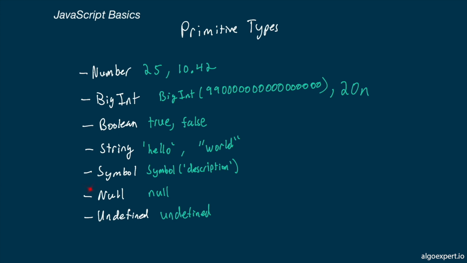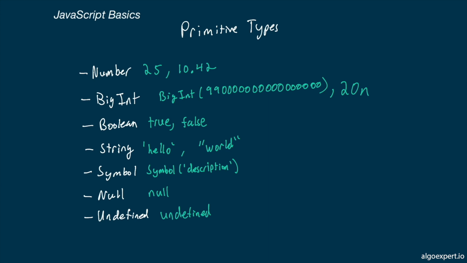Finally, we have null and undefined. This is a bit different because most languages don't differentiate between these values. The key difference is that null must be assigned. We have to explicitly set a variable to be null if we want it to be null, and essentially it just means that it has no value. Undefined, on the other hand, means the value has not been set at all. So if we don't initialize a variable, it will be undefined by default.